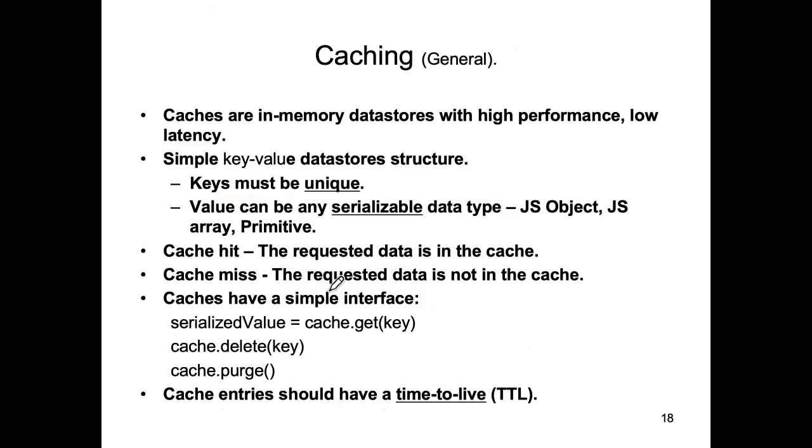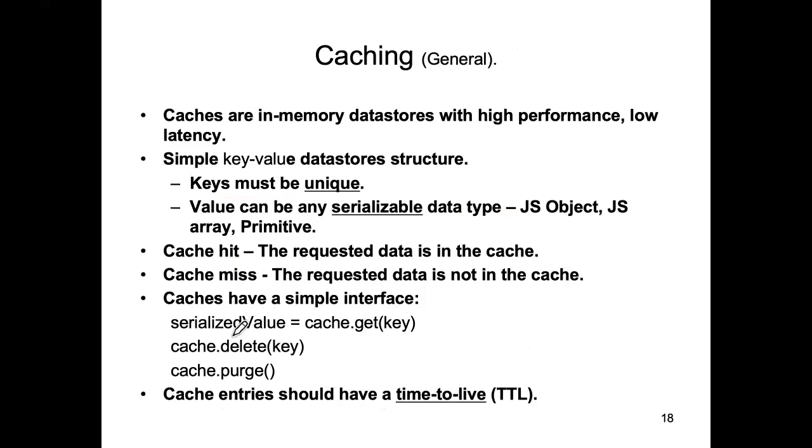Caches have a simple interface. Really, there are only three things that you might want to do with a cache. A, you might want to ask it, does it have a particular entry? So there's some sort of a get operation where you give it the key and it looks to see, does it have that? And if it does, then it returns back the data associated with that key.